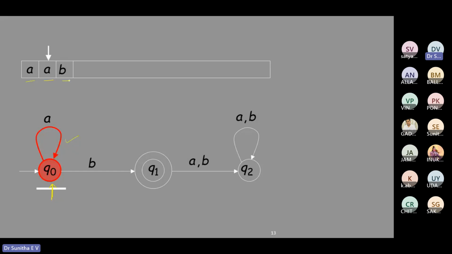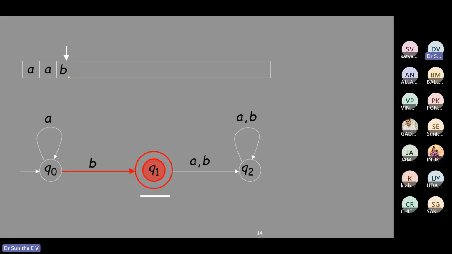Next, we have to take the third character B. The machine was in Q0 and the current input is B. When the machine is in Q0 and the input is B, it will take this red lined transition, and the machine will change its state to Q1. So we have read the three characters, and now the machine is in Q1.